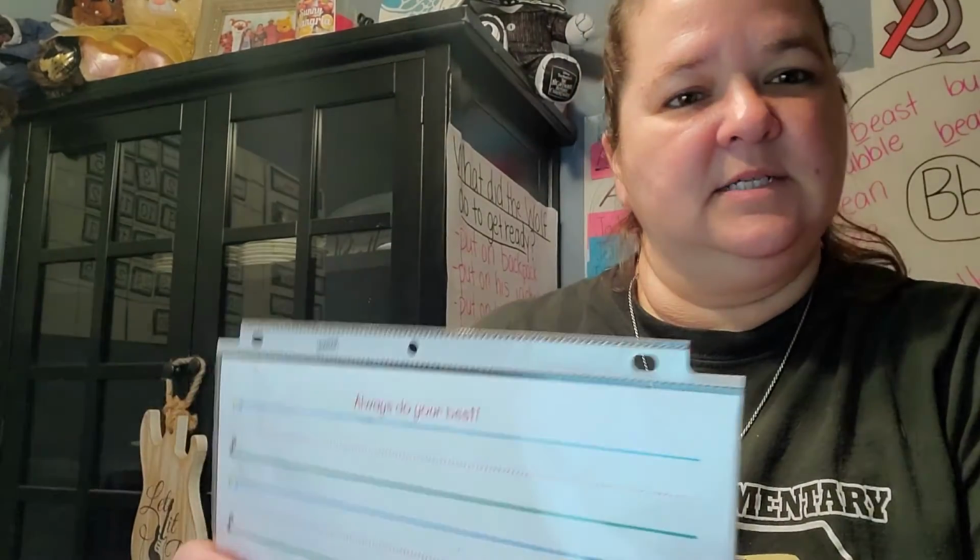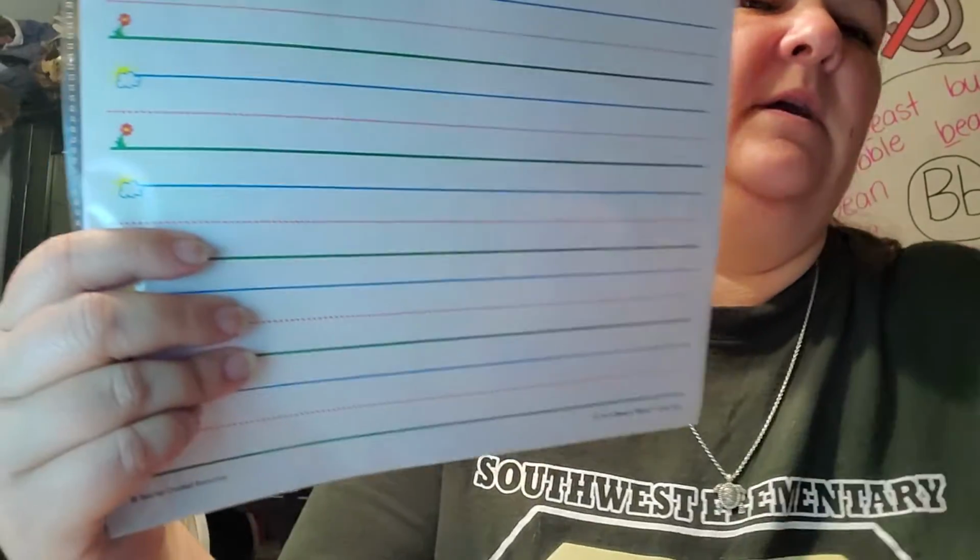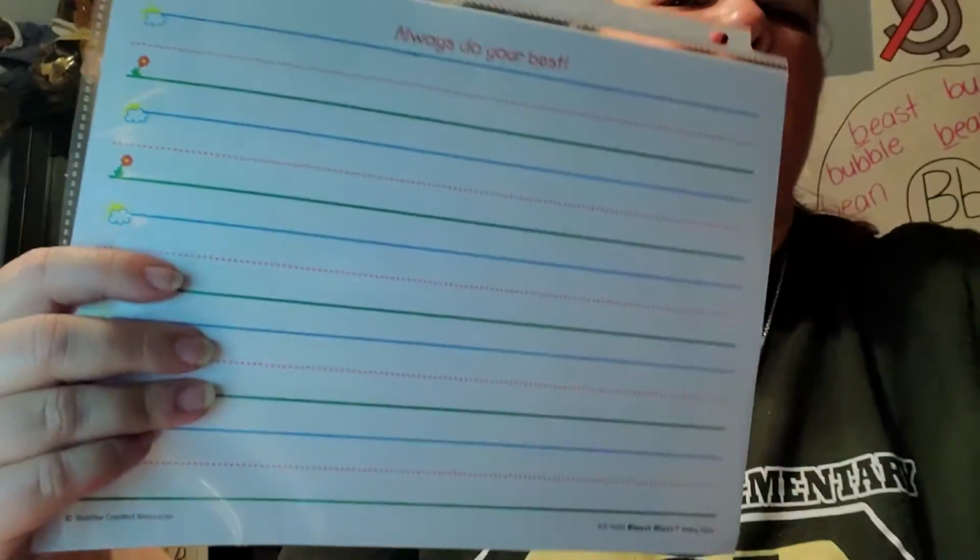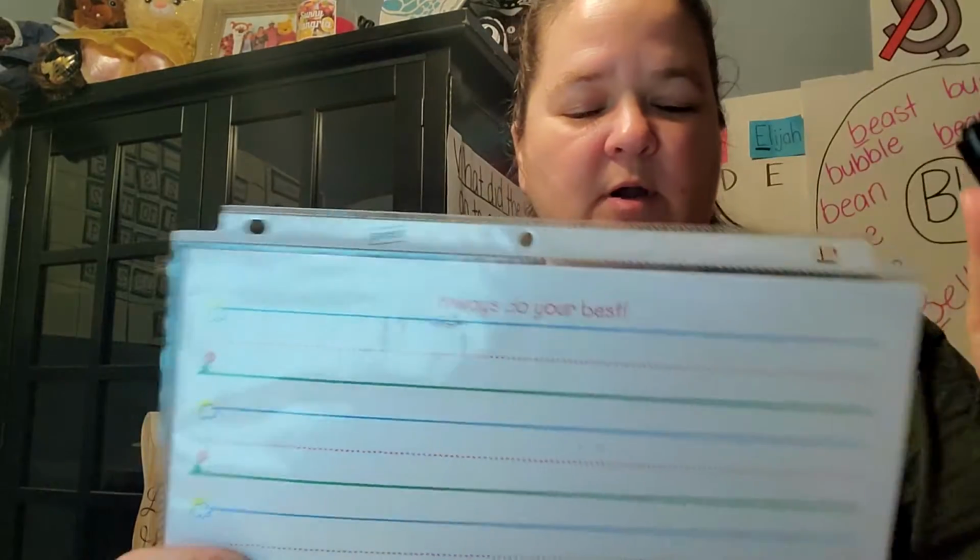So you could pause the video on the B cheer too, and you could tell your adults some of the B words. Let's practice our lowercase b. Get your writing paper and plastic. Get your Expo marker.